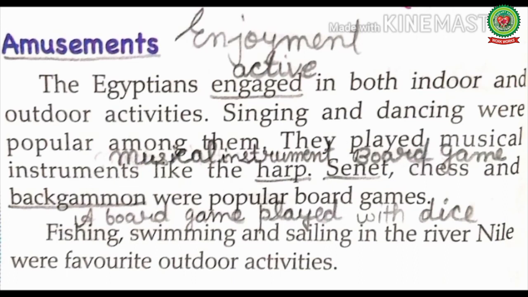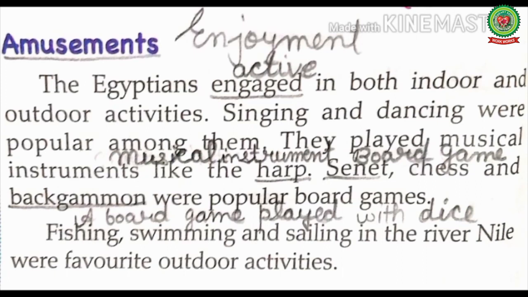Students, in this paragraph we will read about how the Egyptians entertained themselves. Now let's start reading. The Egyptians engaged in both indoor and outdoor activities. Here indoor activities means activities that are carried out inside a space, and outdoor activities means activities that are carried out outside a space. Students, mark the word engaged means active.